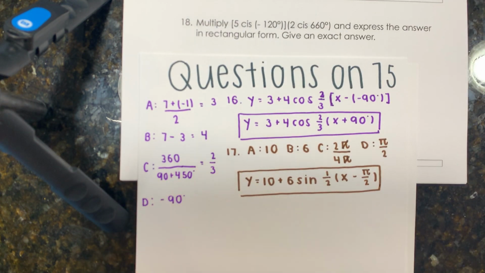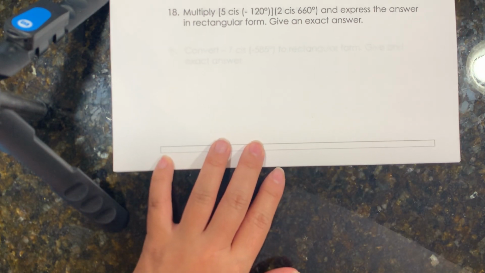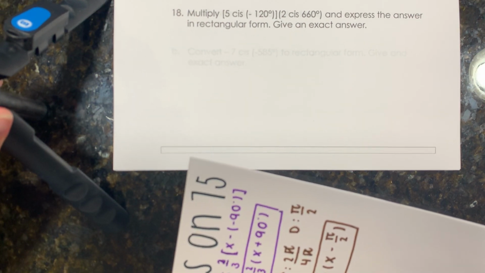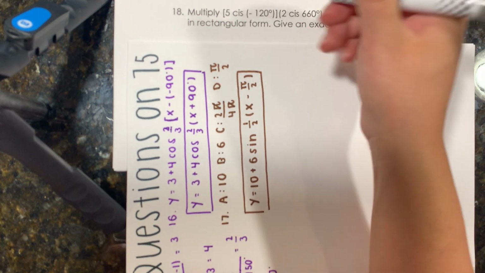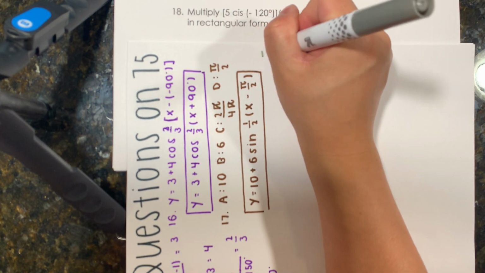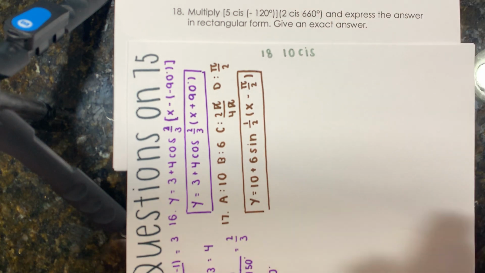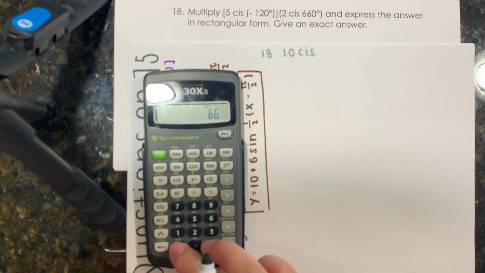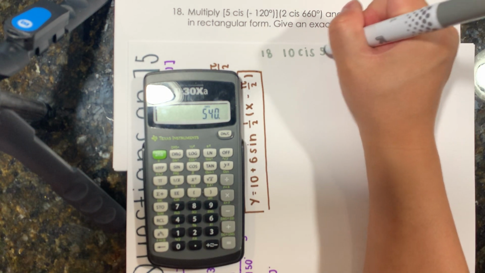Now looking at number 18, what we're going to do first is we have to take the two outside numbers and we're going to multiply them by each other. And then we're going to add the degrees together before expanding. So 5 times 2 on number 18 is going to give me 10 CIS. And then I'm going to do 660 minus 120, which would be 540.